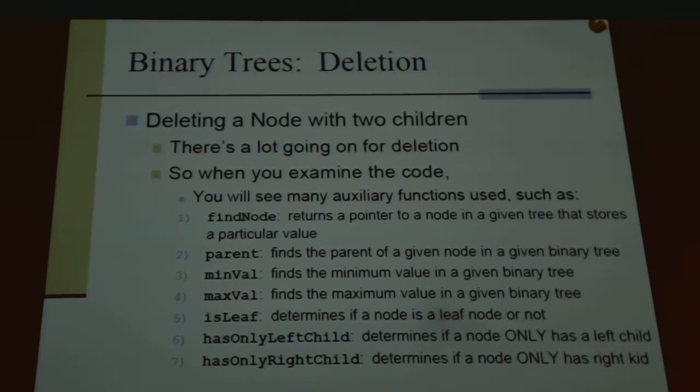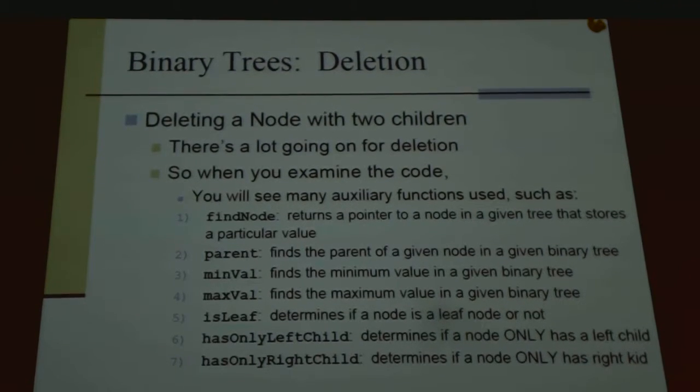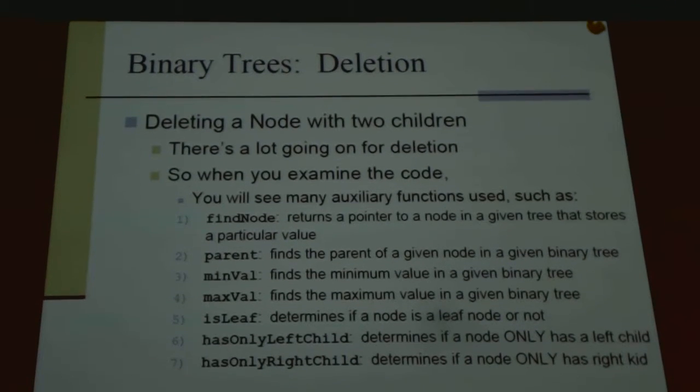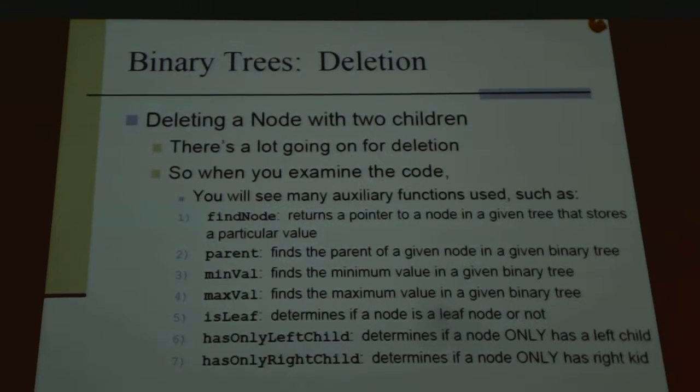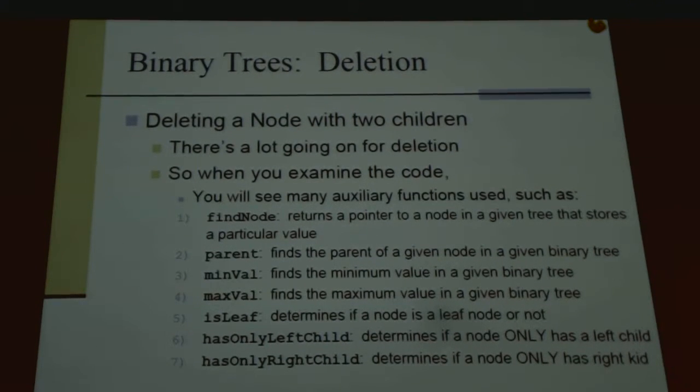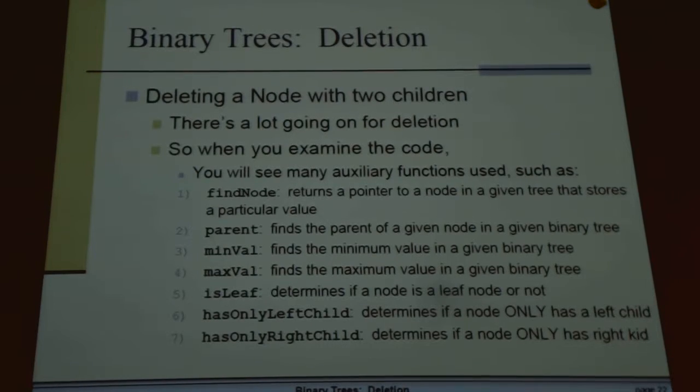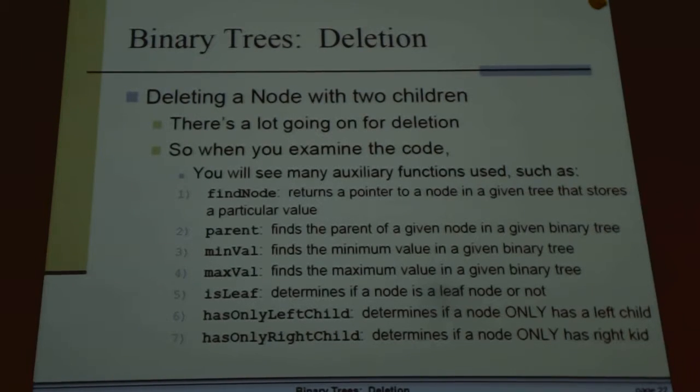So there's a lot going on for the deletion. It seems pretty easy from a visual perspective, but from a coding perspective, it's going to take a lot more work. And so what you see is you're going to have a lot of extra functions running around that make all of this happen for us. And so first of all, we have the find node function. We've got to find that value in our binary search tree that we want to delete, because if we don't even find it, there's no point in bothering, right? So then we have to know who its parent is, because it's the parent whose pointers we're going to update. So we need to know who the parent of that node is.